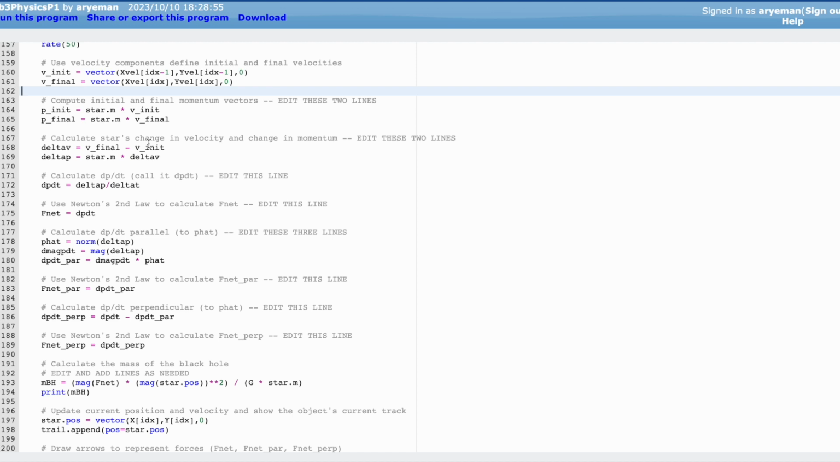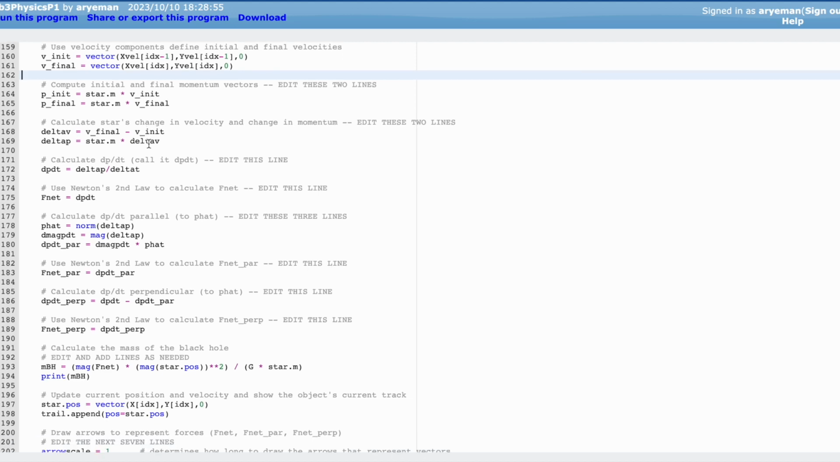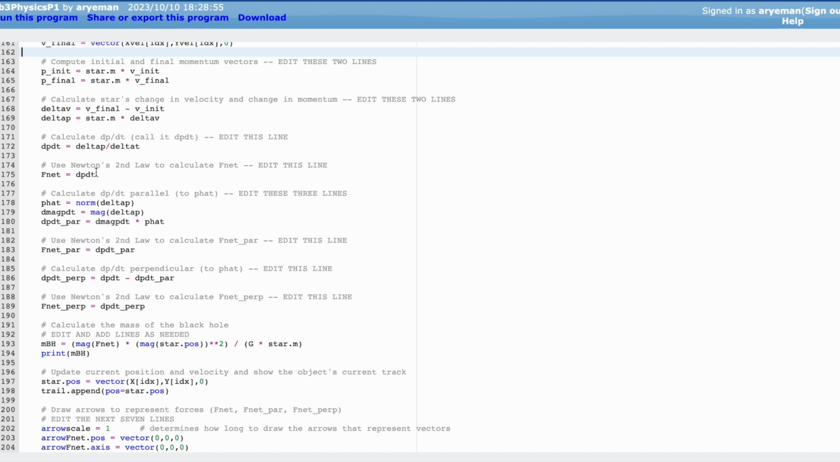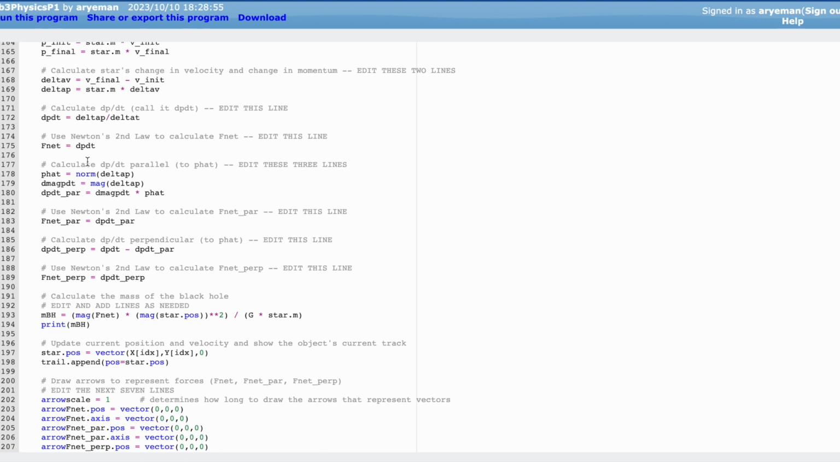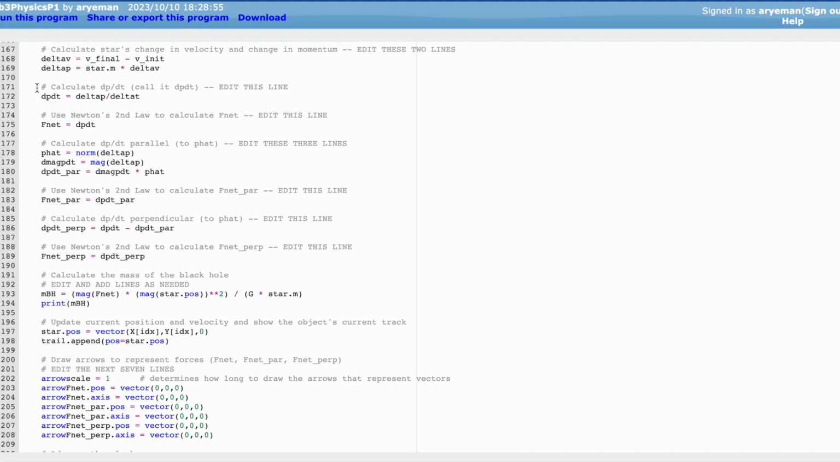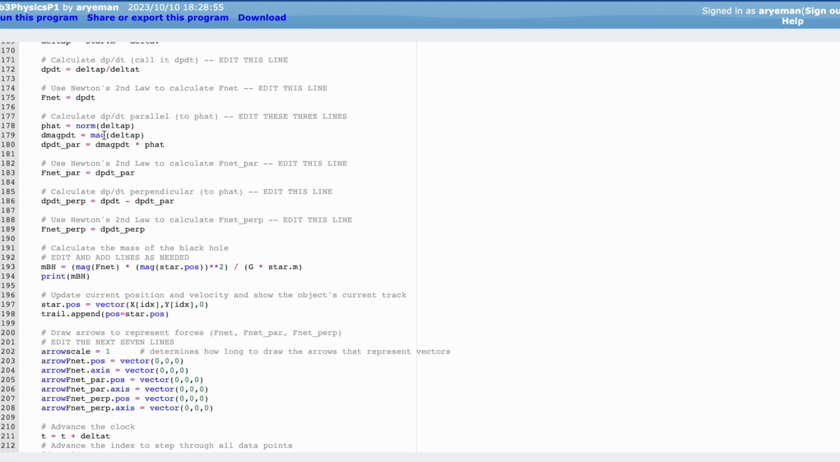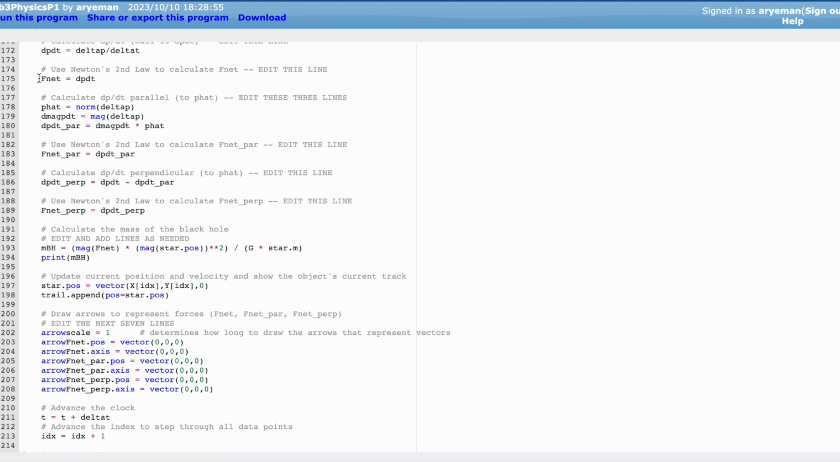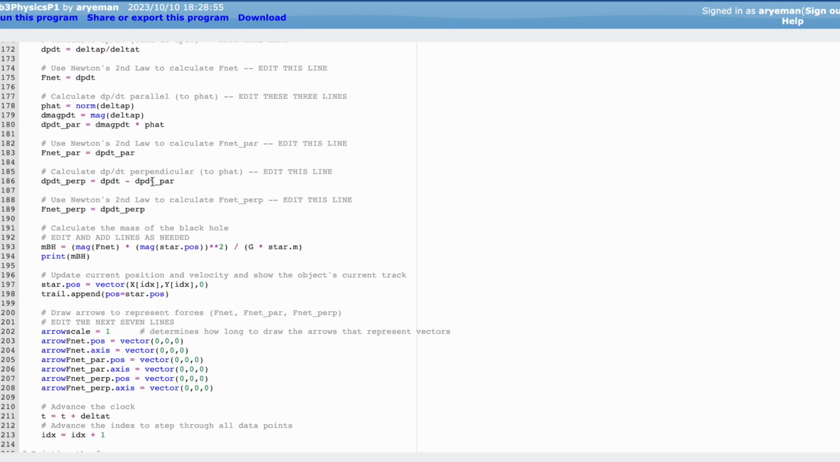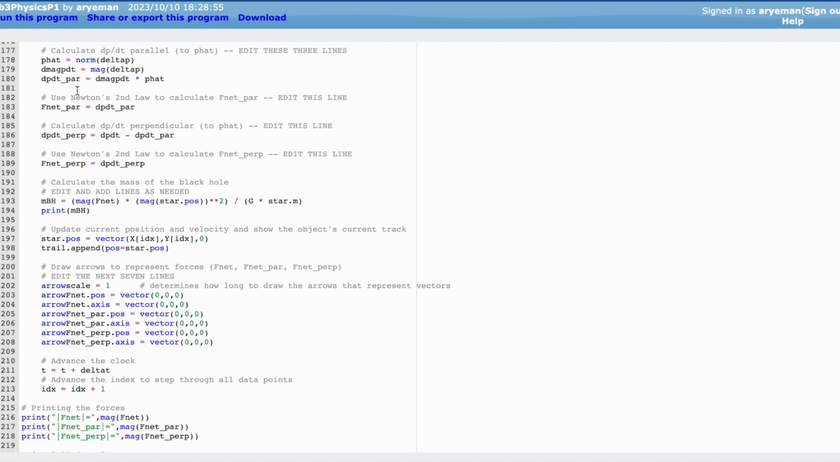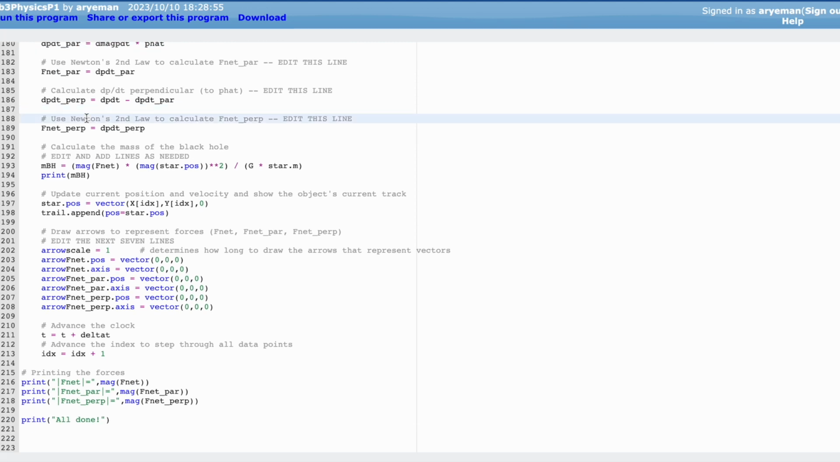So we can take this for the momentum of the star. We start with m, the mass of the star, times the initial velocity. That's the initial momentum, and the final momentum would be the mass of the star times the final velocity. We can use that to move forward: delta v, delta p, changing the velocity, changing momentum, then that over delta t, and then we can figure out the relation with F net. So F net equals dp dt, as we established earlier. Then we can find the parallel and perpendicular components of dp dt, which will help us find the F net perpendicular.